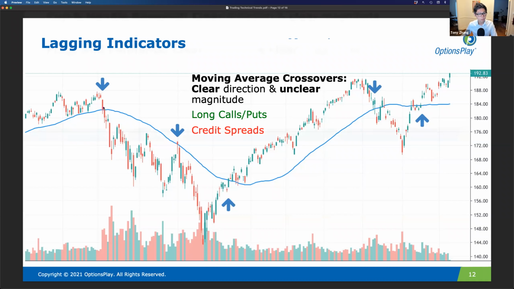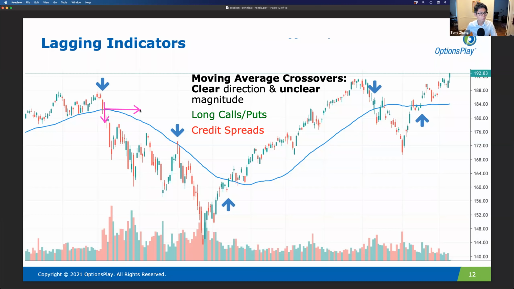Because when a stock crosses below its moving average, the only information that I'm really getting from that is that it's unlikely to get back above that moving average. And what strategy allows you to profit from that? It's selling credit spreads. So if the stock crosses below a moving average, I can sell a call credit spread.